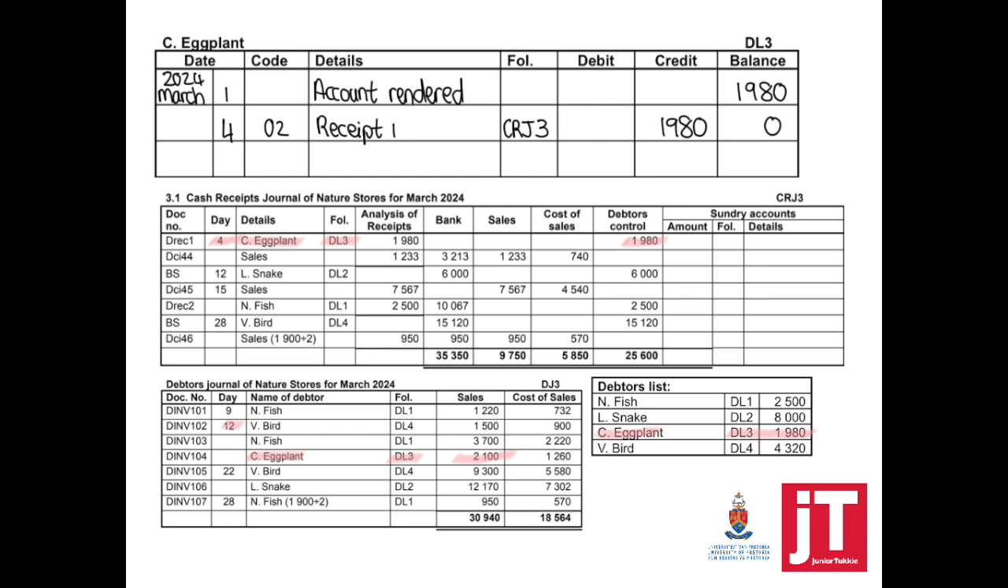But then he purchased again on the 12th, code 1, invoice 104, amount 2,100, which means it will appear on the debit side. From the debtors journal, debtors control will always be debited. His new balance, 2,100.